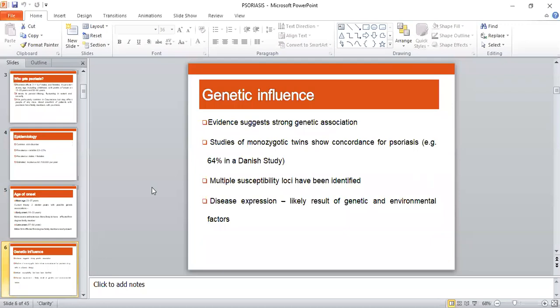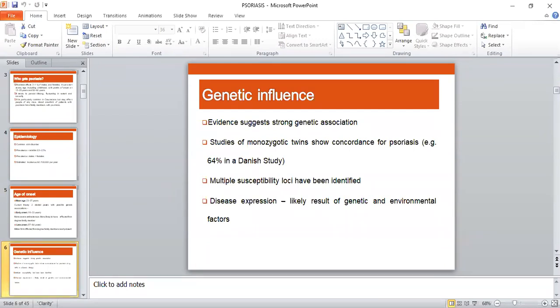Genetic influence is very important in this psoriasis because evidence suggests a strong genetic association. Studies of monozygotic twins show concordance for psoriasis is 64%. Then studies and multiple susceptibility loci have been identified, and disease expression is the result of genetic and environmental factors.